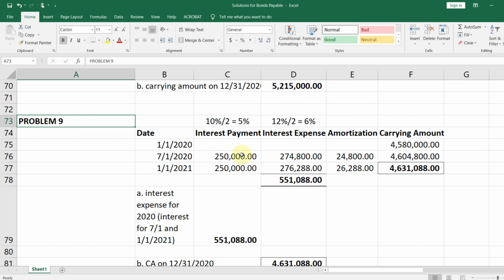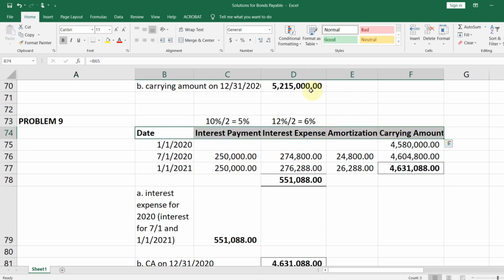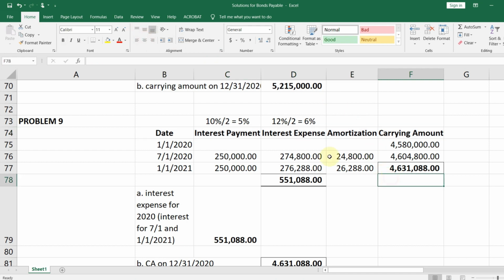Let's compute. Headers. Okay na tayo dyan. So, ilagay natin yung semi-annual interest. So, yung nominal rate, semi-annual rate niya is 5%. So, divide mo lang yung 10% by 2. And also the same with the effective rate, 12% divided by 2, 6%. That's the semi-annual rate. So, this is the semi-annual interest periods. Okay? Then, ilagay mo na sa issuance date na nakatanggap ka ng 4,580,000.